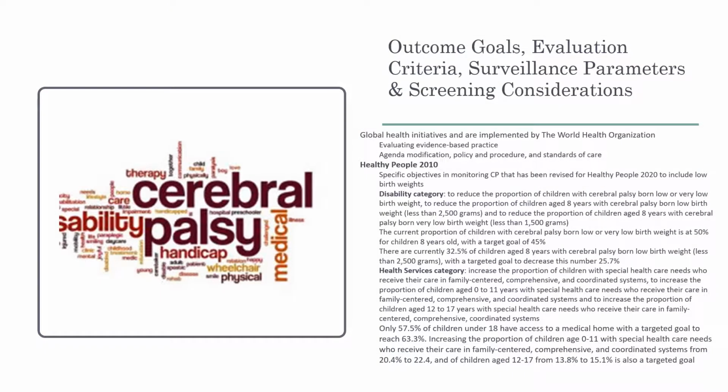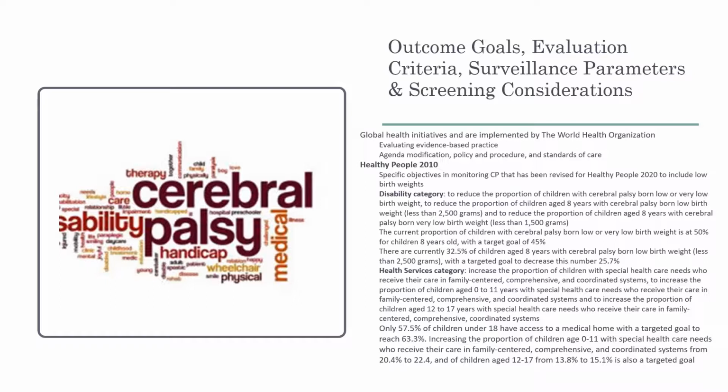The World Health Organization has global health initiatives that are being implemented through agenda modification, policy and procedure, and standards of care. Health trends are continuously being monitored by this organization, and they make adjustments to the practice as necessary. Healthy People 2010 had specific objectives in place for monitoring CP that had been revised by Healthy People 2020 to include low birth rates, and the revision occurred because of the high incidence of cerebral palsy and because of it being the most common motor dysfunction causing disabilities in children.